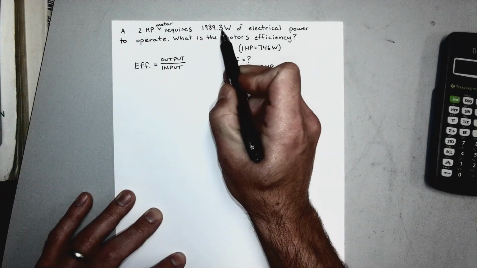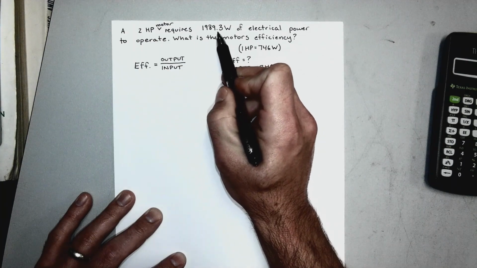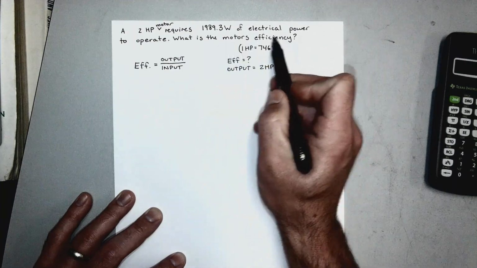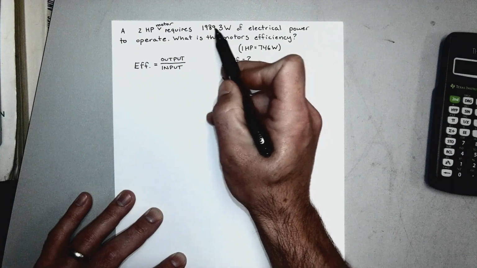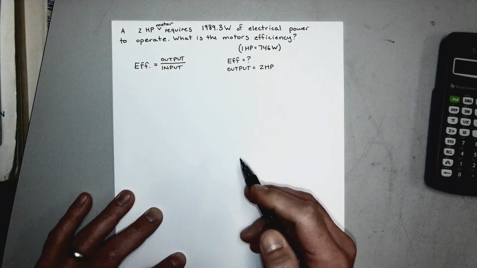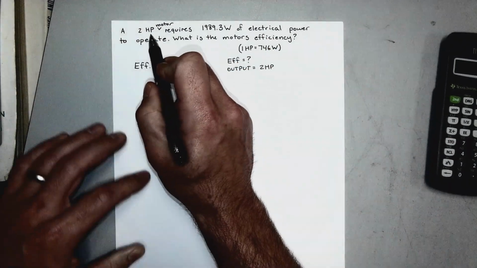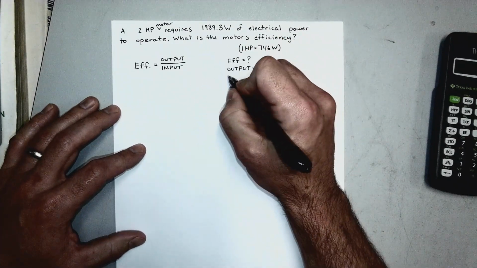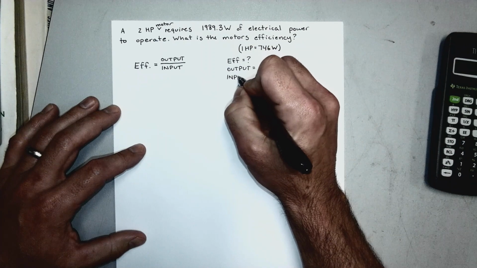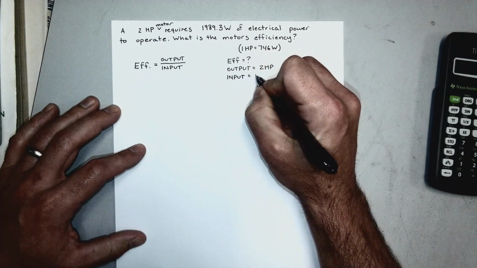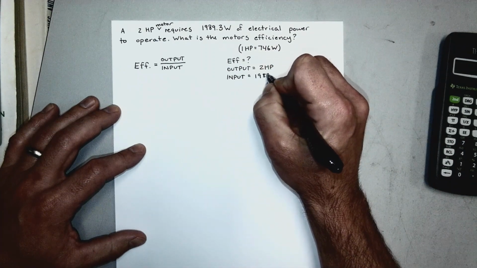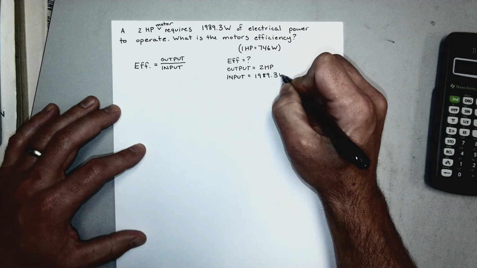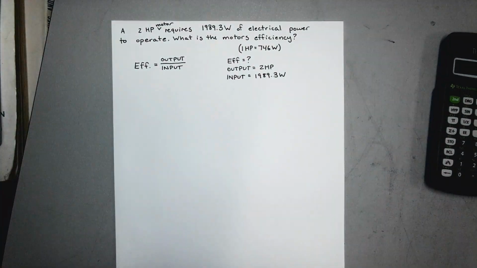And it requires 1,989.3 watts of electrical power to operate. That's what I have to put in, that's what I got to give the motor to get out 2 horsepower. So this 1,989.3 is going to be my input. After this, it is simply a plug and chug type problem.